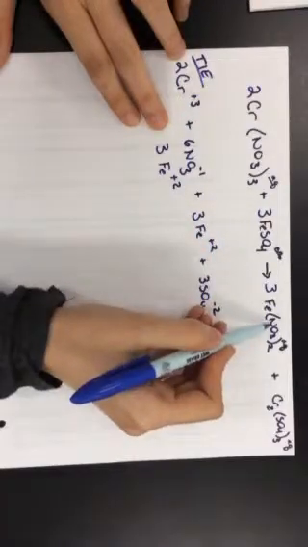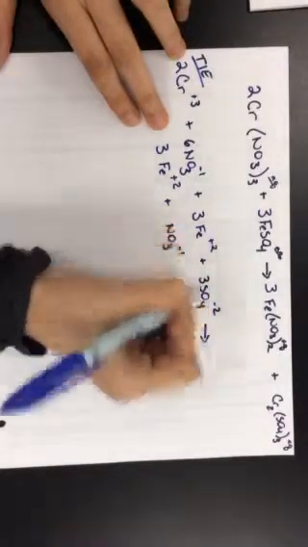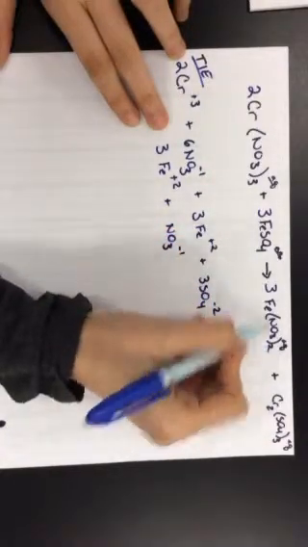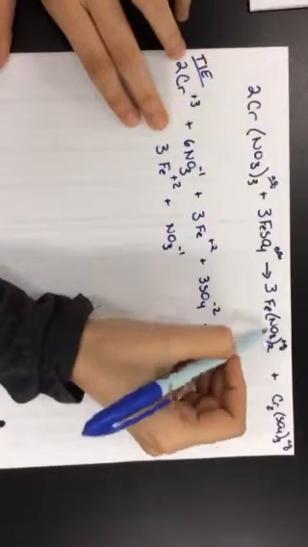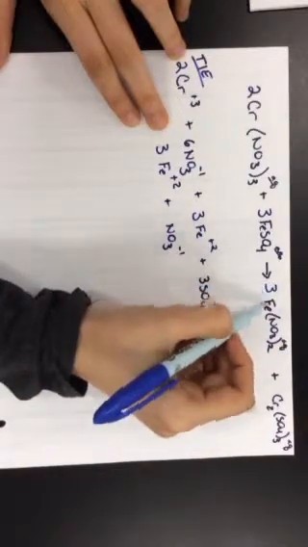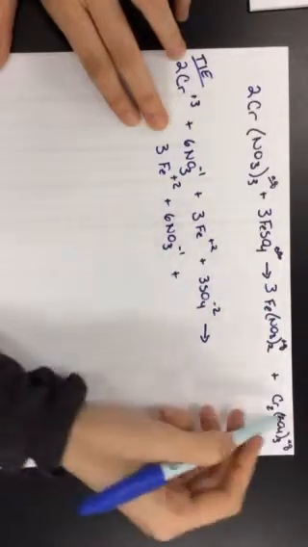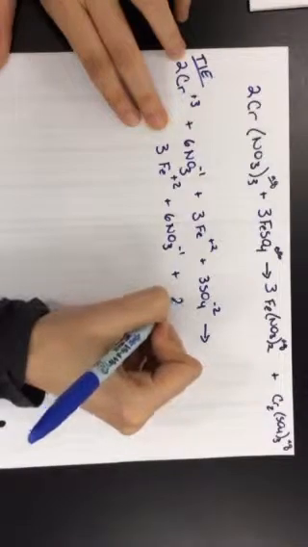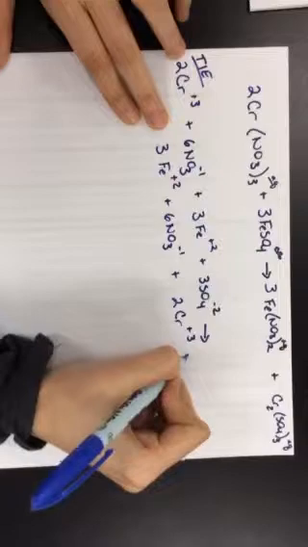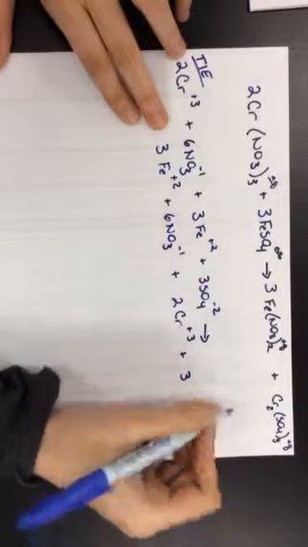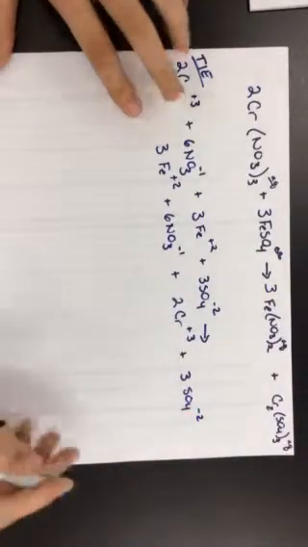We also have NO3 with a -1 charge. And how many do we have? We have 6 of them. We have 2 nitrates for every iron 2 nitrate, and there are 3 of those compounds, so that's going to result in 6, plus 2 chromiums with a +3 charge, and 3 sulfates with a -2 charge.